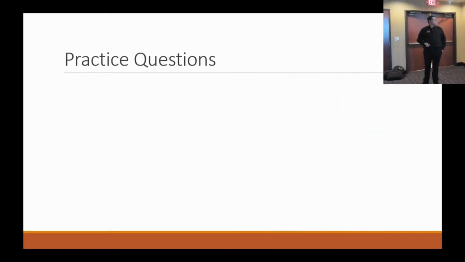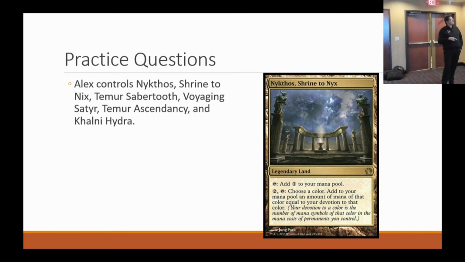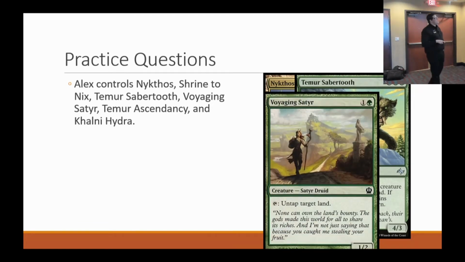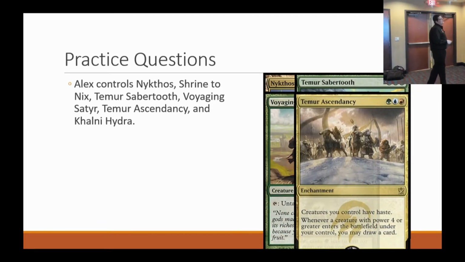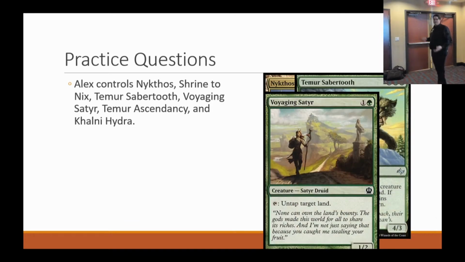There is no infraction. This one was actually a really fun standard combo back in the day, and I miss it. So first, Alex controls Nykthos, Shrine to Nyx. He then has Temur Sabertooth, Voyaging Satyr, Temur Ascendancy, and Colony Hydra. Temur Ascendancy and Colony Hydra will be needed later, but they're not important at the start, so we're going to pull them off the board.